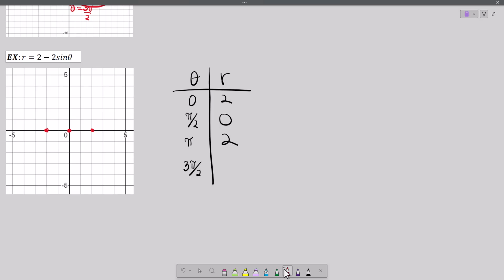So if you plot your 4 points and you're not getting this T, you know something's wrong. And then the last one, 3 pi over 2, sine of 3 pi over 2 is negative 1, so we get 2 plus 2, so that's 4. And that tells us we are 4 units from the origin in the 3 pi over 2 direction. So we're going to have these. There's going to be our dimple. It's going to come around, kind of roundish. So there is our cardioid.